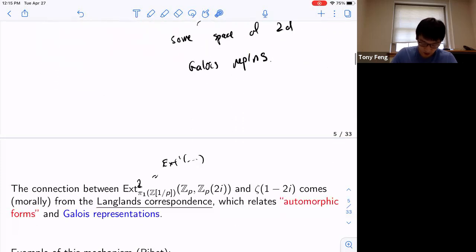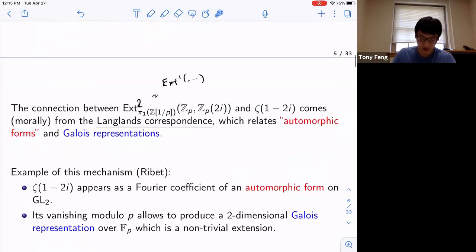And here's an example of how this kind of statement is proved in practice. This style of argument was given by Ribet. It says that we can interpret the value of the zeta function as a Fourier coefficient of some automorphic form on GL2. And now, by the Langlands correspondence, you can extract from an automorphic form a two-dimensional Galois representation. And then you use the fact that this zeta value is 0 mod p to argue that you can actually make this two-dimensional Galois representation a non-trivial extension. So on a priori grounds it would be reducible, but you want to show that somehow it's a non-trivial extension.